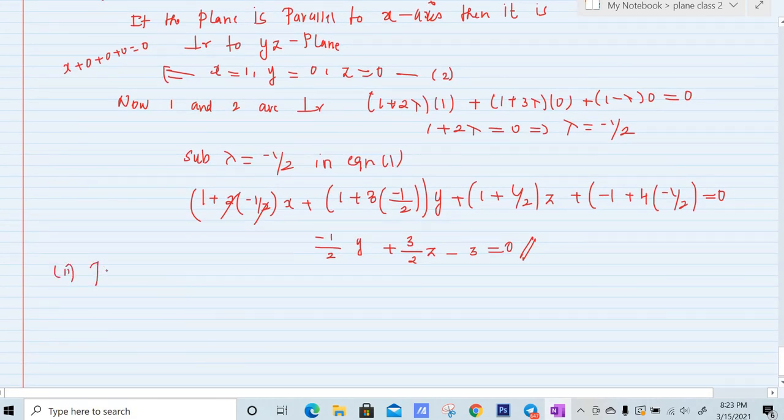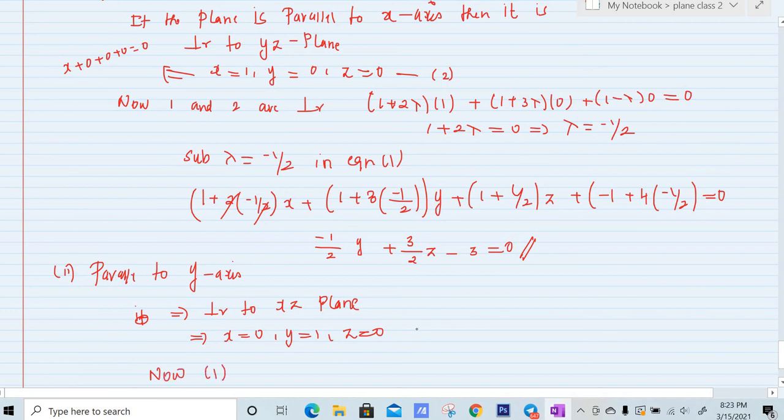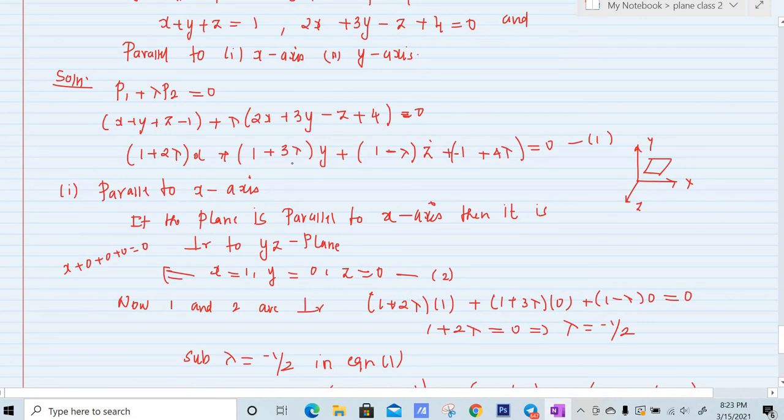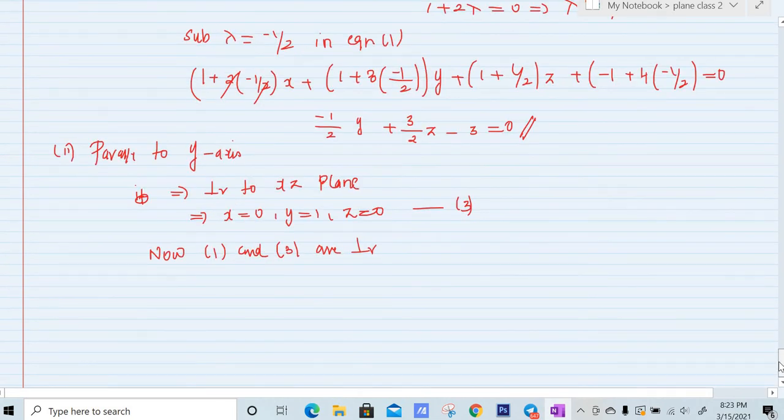Now we need to find another equation that is parallel to y-axis. So if it is parallel to y-axis, then it will be perpendicular to xz plane. What are the coordinates? X is equal to 0, y is equal to 1, z is equal to 0. Now, let us say this is equation number 3. Now, 1 and 3 are perpendicular, right? Because the first equation is common, we are finding the equation of the plane that is parallel to this plane and perpendicular to this plane.